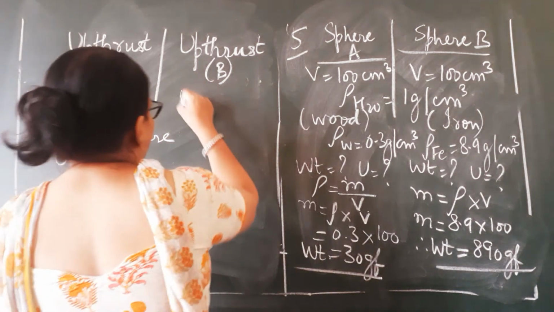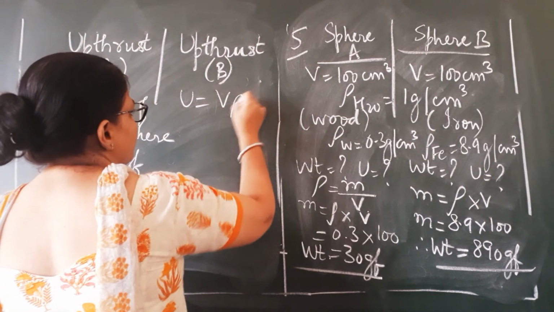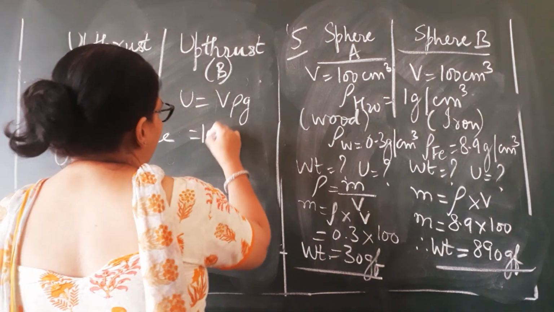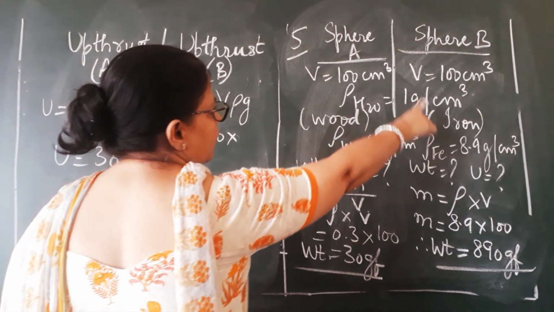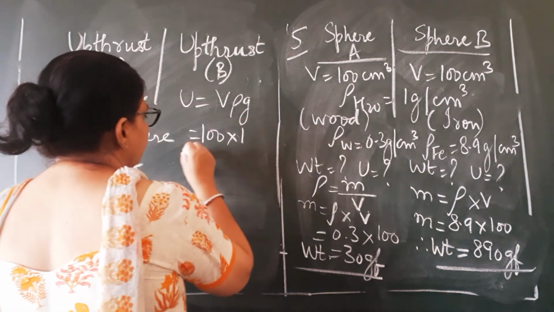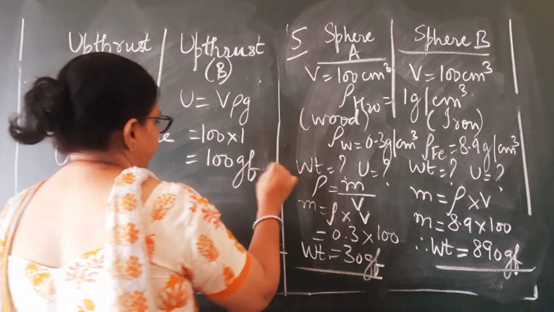What about sphere B? It is made up of iron, so it's going to sink. So we will write down V rho G, we will find out. What is V? What is the volume? 100. What is the density? It is in water, so we use the density of water, that is 1. G is not given, we are not going to use it. So it is 100 gf.